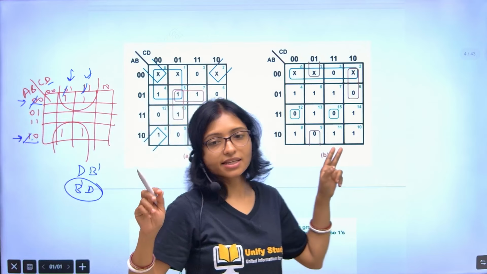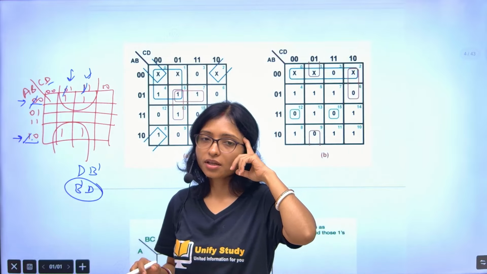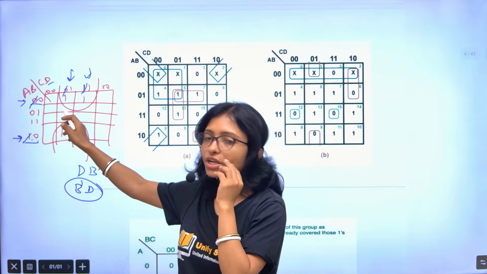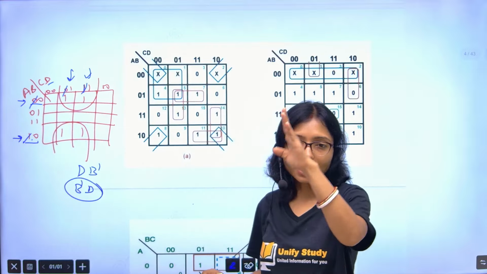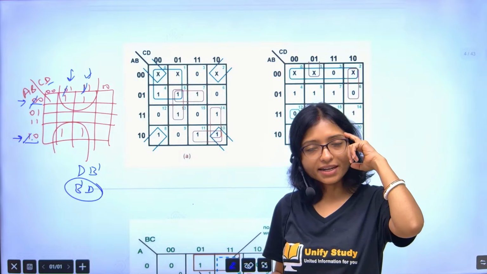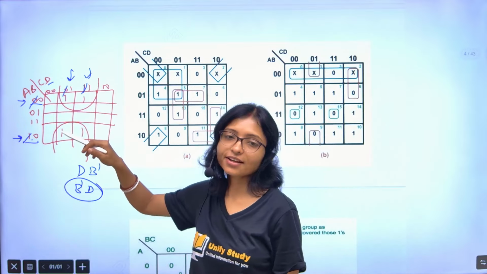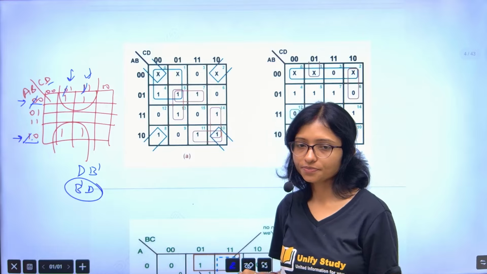Don't do cancellation on the paper. In your mind you have to do it, because multiple cancellations will be there. So don't cut it. Physically don't cut it. Mentally you have to cut. If you are physically cutting this, then in another grouping you will be confused.